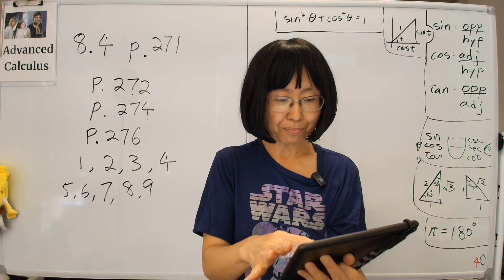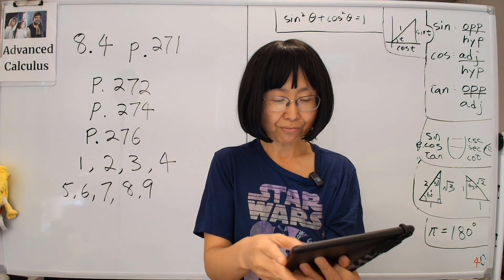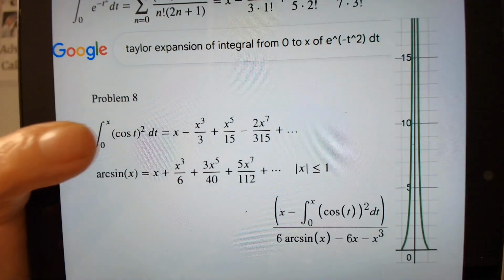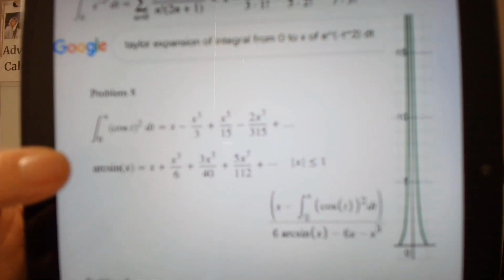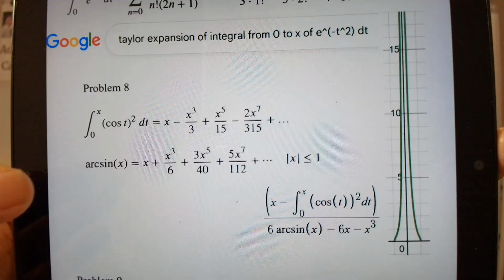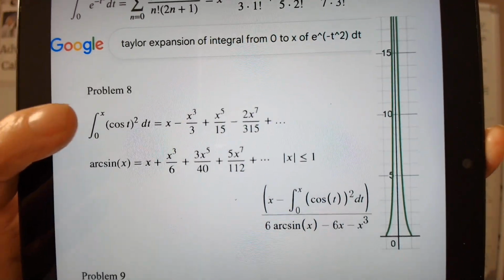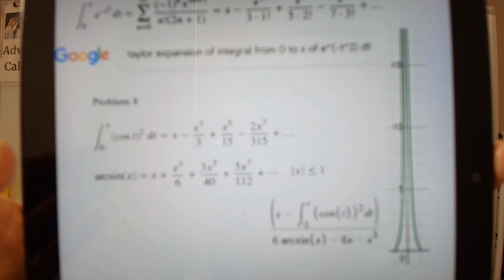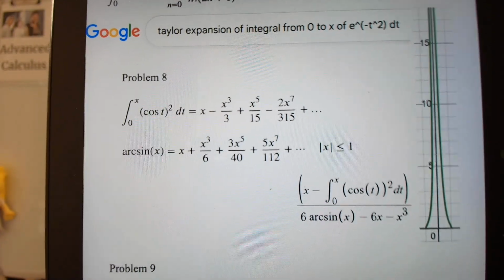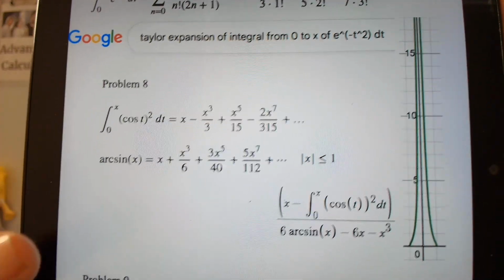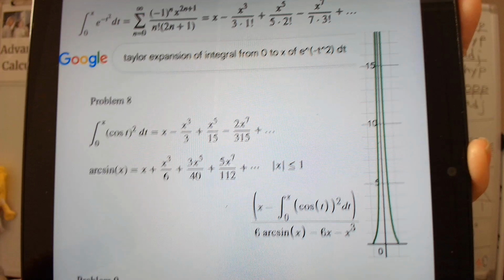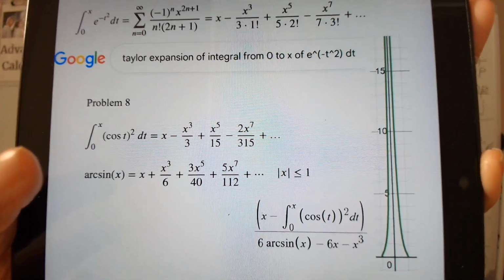And so next, problem 8, a similar story. We need the Taylor expansion of the integral of cosine squared, which I got right there, and then the arc sine, which is given right here. Now remember, cosine 0 is 1, so the function is continuous there. So nothing weird is going to happen. If we do the Taylor expansion, everything is perfectly okay at 0. So here's the Taylor expansion at or near 0.